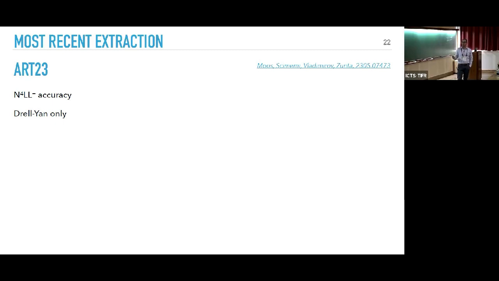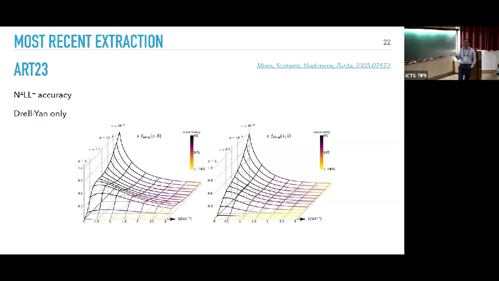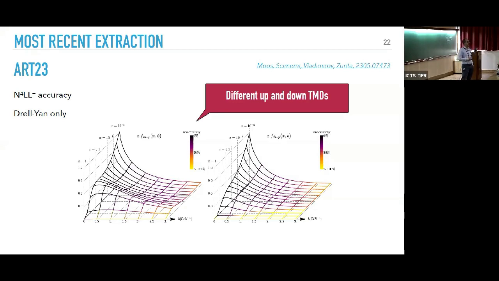And this extraction has a couple of peculiarities. It reaches the so-called N4LL accuracy, which is the highest available, but it uses only Drell-Yan data, which we think is quite a strong limitation, also because, as you will see, one of the outcomes is that they find different shapes for the up and down quarks. So this is the beginning of some signals that we need flavor dependence to describe data correctly, which is, I would say, not unexpected. There are differences in the PDFs, so there are differences also in the TMDs, but it is difficult to pin them down, as you can imagine.